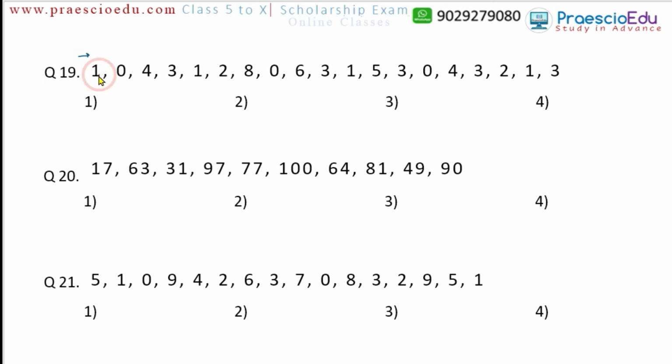So 1, we will take from the left side. 1 here, 1, then 2, 3, 4. So 1 comes 4 times, then 0, 1, 2, 3. So 0 comes 3 times. Here the digit and here the times. Okay, then 4. 4 comes 1 and 2. 4 comes 2 times. Then 3.